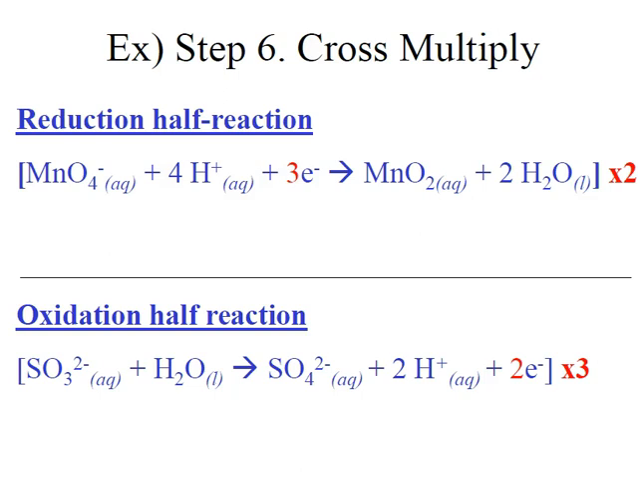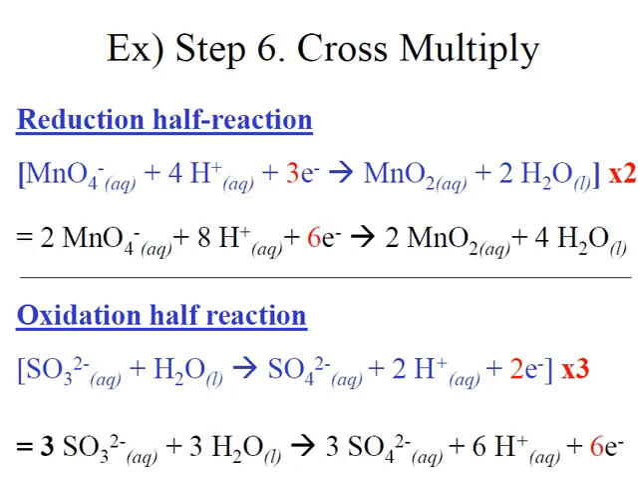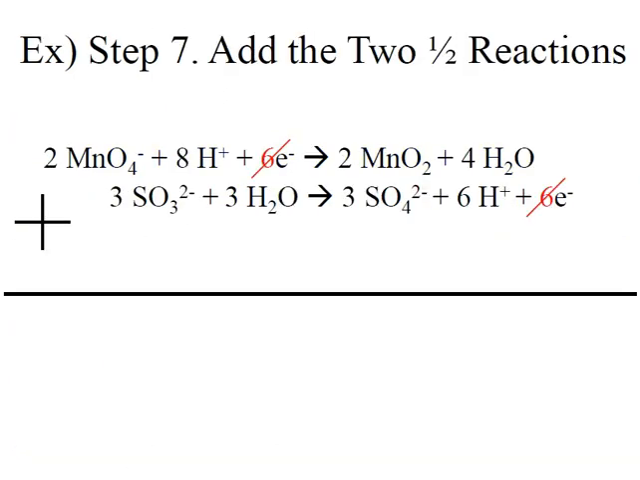So I'm going to multiply the reduction by 2, because 3 times 2 is 6. And multiply the oxidation by 3, because 3 times 2 is 6. So there's both of those multiplied out. Remember to multiply everything in the reaction by whatever value you choose. All right, now let's put them together.